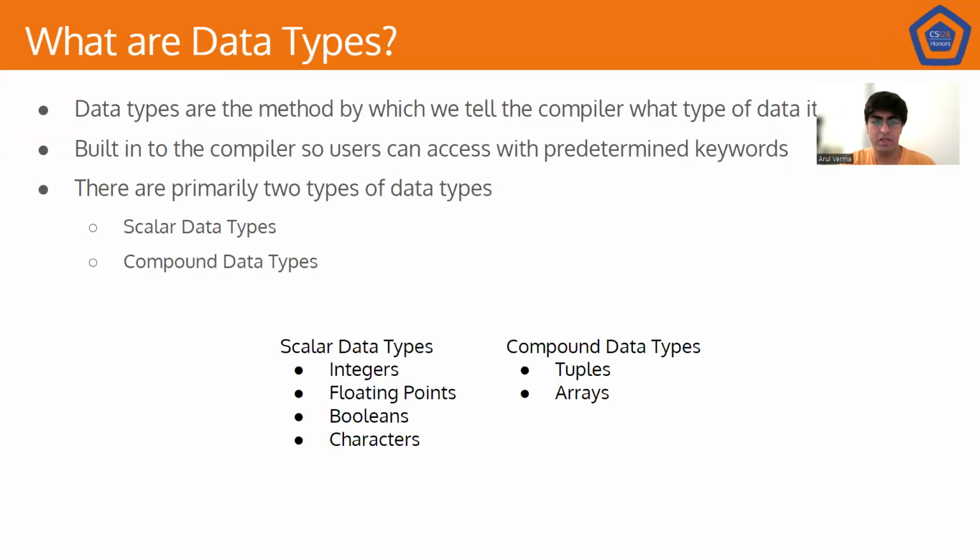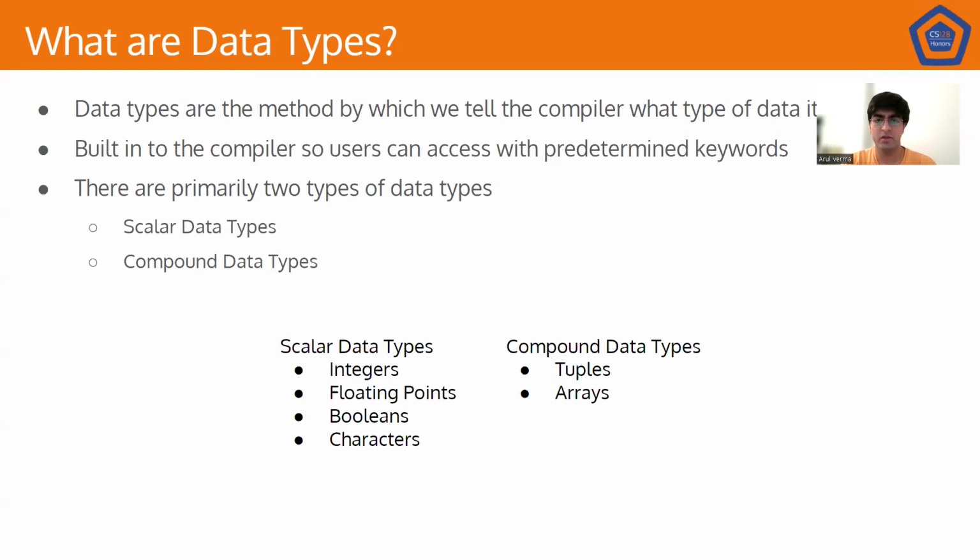So, this is a rehash of what we talked about last week. What are data types? Well, data types are the method by which we tell the compiler what type of data it's looking at or reading. And usually these data types are built into the compiler so users can access these data types with predetermined keywords. And there are two primary types of data types, scalar data types and compound data types.